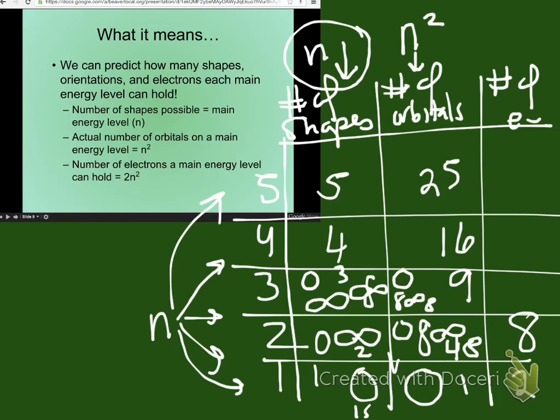If you've got 9 orbitals and they can each hold 2, how many electrons are possible on the third energy level? 18. And if you've got 16 orbitals and they can each hold 2, how many electrons could you hold there? 32. And what about the fifth main energy level? How many electrons could be held there? 50.